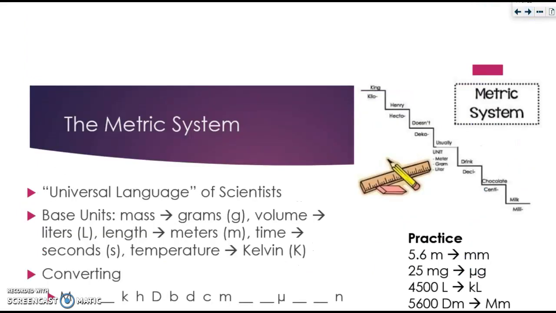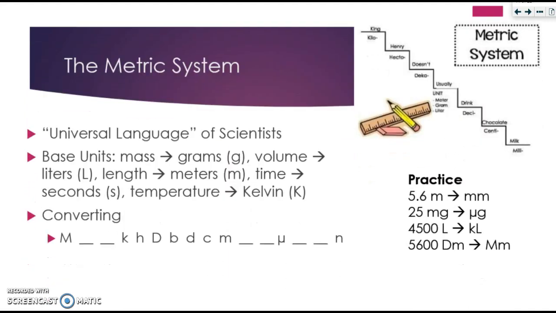The next part of the chapter is most likely a review for you of the metric system. The metric system is the universal language of scientists. Some of the base units that are very common are grams for mass, liters for volume, meters for length, and so on. When we convert, there are multiple ways to do this. I like to just use this.